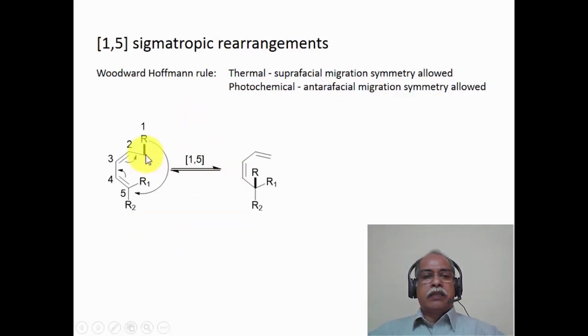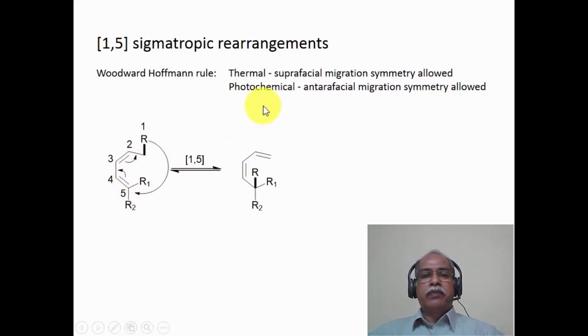If you consider the thick bond, which is a carbon-R1 bond, for example, the R group is migrating to this particular position, so it corresponds to a 1,5 carbon shift if the R group is a carbon. If the R group is a hydrogen, it would correspond to a 1,5 hydrogen shift.